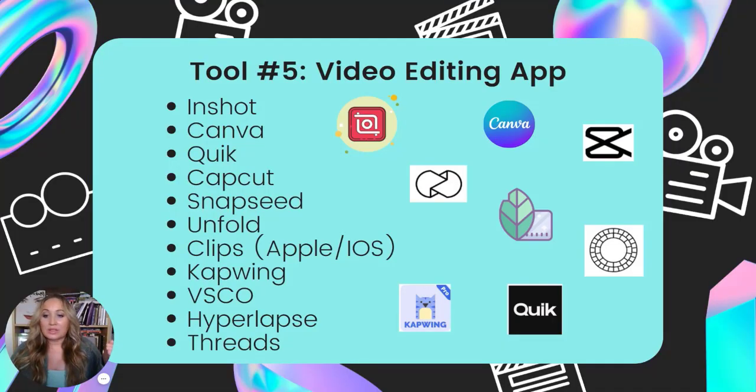Visco has been around a long time. Hyperlapse kind of lets you speed up the video. So let's say you're going to take a video of yourself actually doing a whole color service. You can record yourself doing the whole service, and then you can speed it up really fast. So that's really cool too. A lot of these ones just have a lot of different options to use.